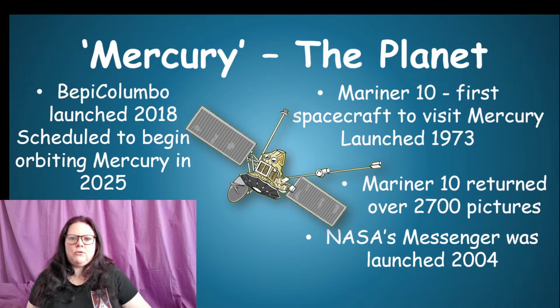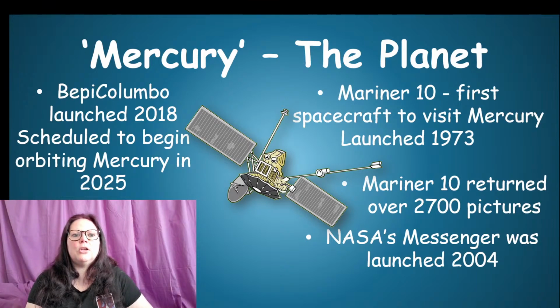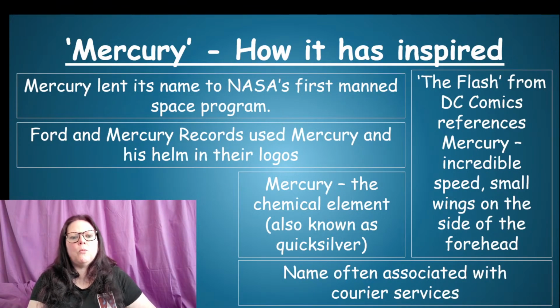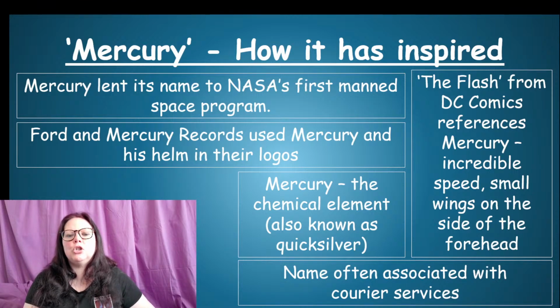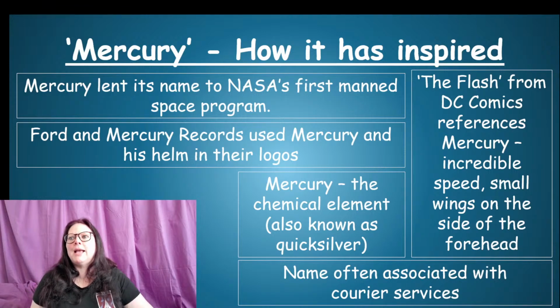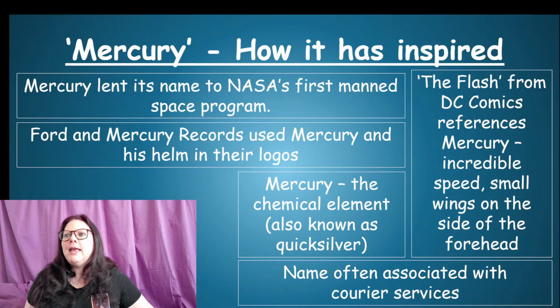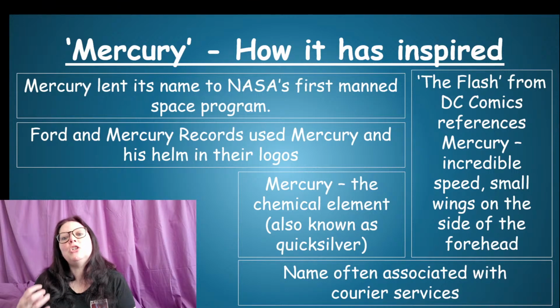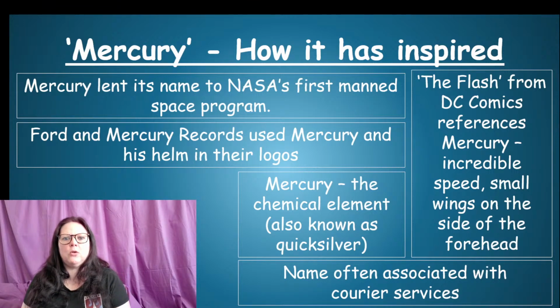The influence of Mercury. Let's think about how Mercury has influenced things in so many different ways. Mercury lent its name to NASA's first manned space program. There's a chemical element called mercury, which is also known as quicksilver. I wonder where they got that idea from. Would it be somebody with wings on his feet? I don't know about that. But due to its liquid state at room temperature, that's why they call it quicksilver, because it's liquid.